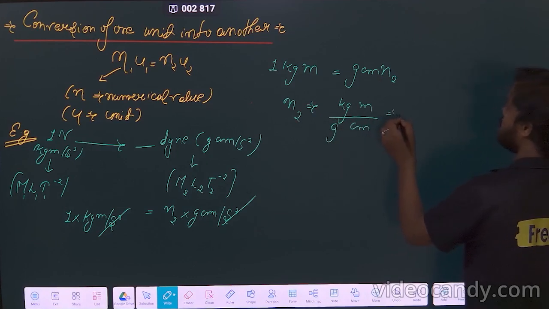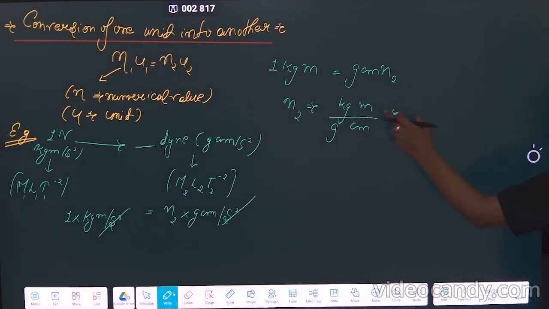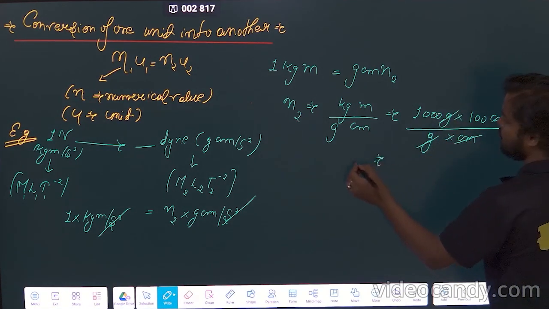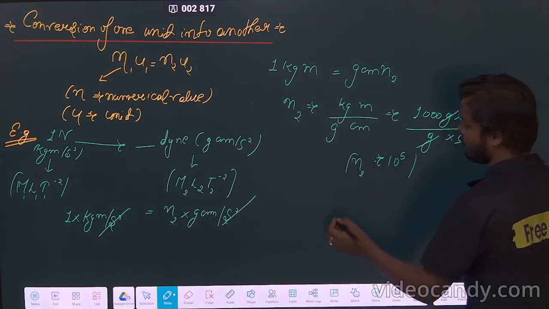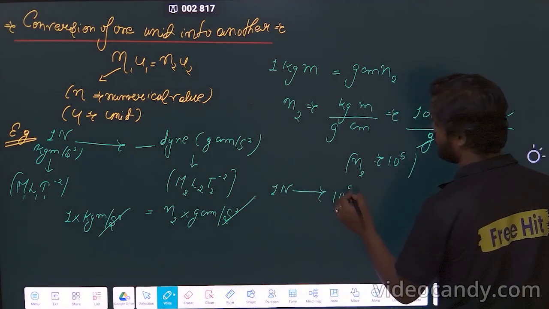Now either you convert this into this or this into this, it depends upon you. 1 kg is equal to how many gram? It is equal to 1000 gram. Correct. And 1 meter is equal to how many centimeter? It is equal to 100 centimeters. Gram will cancel out, centimeter will cancel out. How much will you get? My N2 will be equal to 10 to the power 5. So from here we get 1 Newton is equal to 10 to the power 5 dyne.